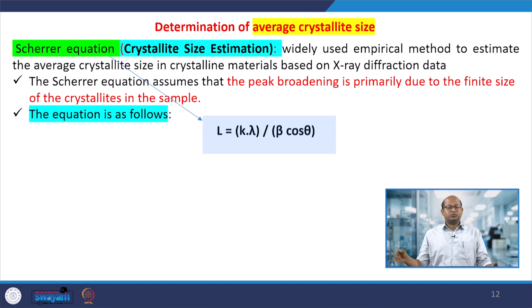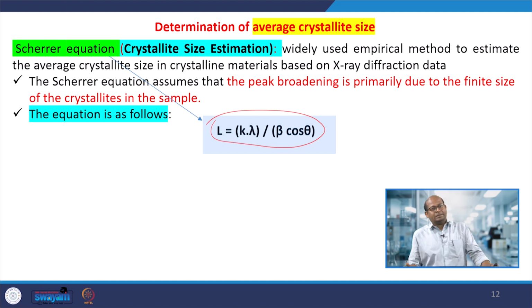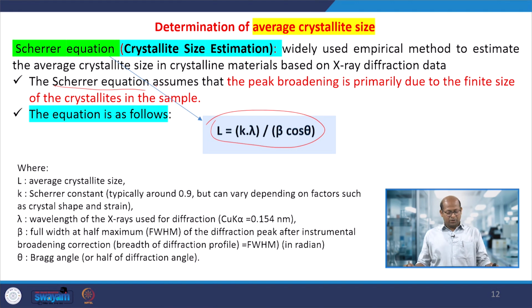Okay. So next is the determination of average crystallite size. Mostly, once we have the X-ray diffraction patterns, we want to calculate particular specific planes of that crystalline material. Once we know the X-ray diffraction patterns, we can estimate the average crystallite size. This equation is called the Scherrer equation, using which we can find L, that is the crystallite size.